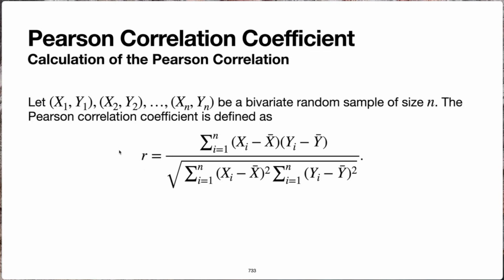So the sample correlation coefficient, you can see here, is the corrected sum of products of the x's and the y's. So the sum i going from 1 up to n of the product of the centered x values and the centered y values. And when we say centered, we mean that we've subtracted off the mean of the particular variable. And so that's the numerator of the correlation coefficient. The denominator is the square root of the corrected sum of squares of the x's times the corrected sum of squares of the y's. So that is how the Pearson correlation coefficient is defined.